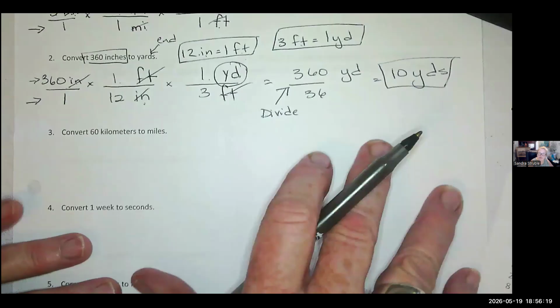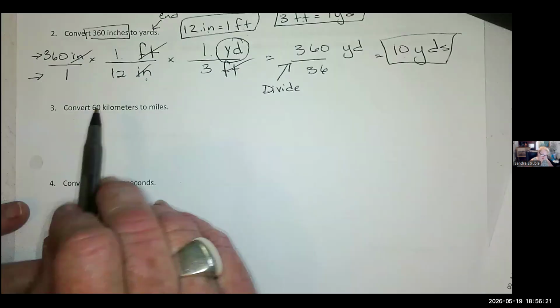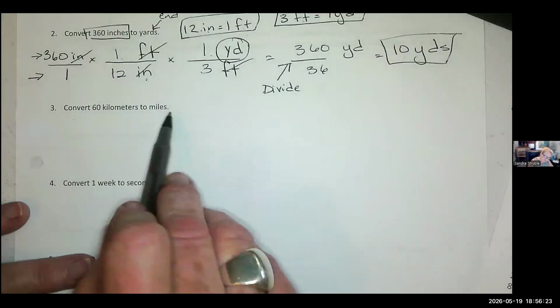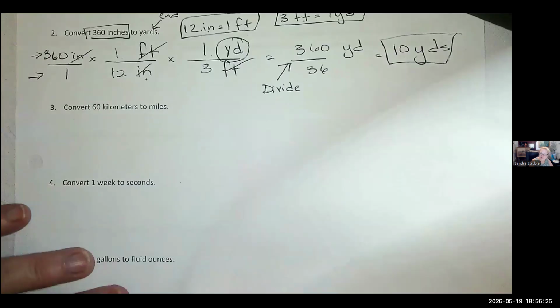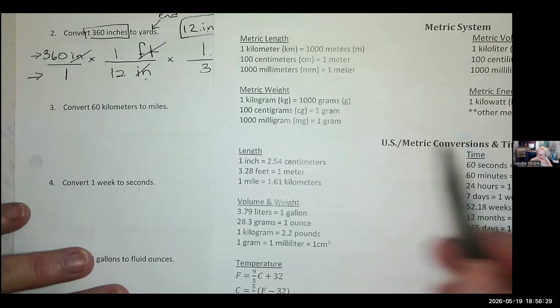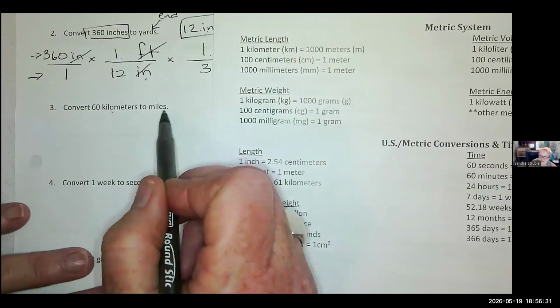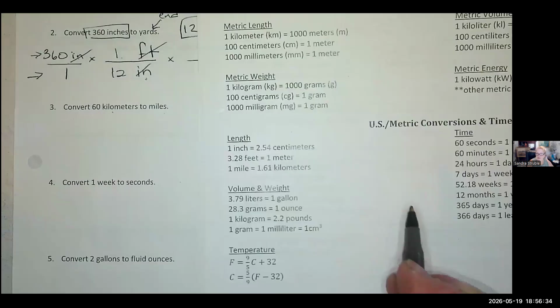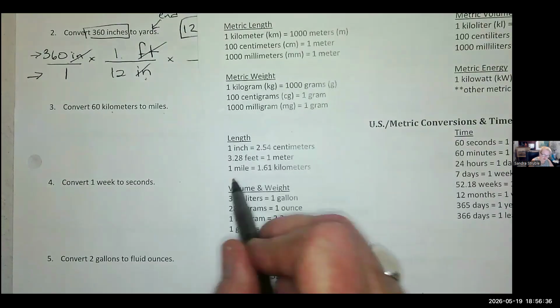Convert 60 kilometers to miles. Well, now kilometers is metric. So we're going to come down here to where the US metric conversions are, and we're going to look for kilometers to miles. Oh, right here. Fantastic. It's only one conversion. 1 mile is 1.61 kilometers.